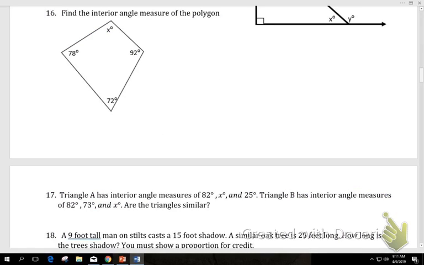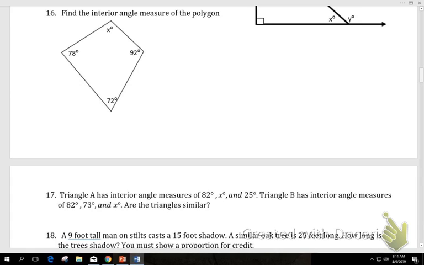Okay, so because number 16 is not a triangle, my sum cannot be 180. So how am I gonna figure out what my sum is? How in the world? What if it was a 6-sided figure? What if it was a 10-sided figure? I need a sum to write my equation. I need a total. Is there a formula perhaps that I could use?